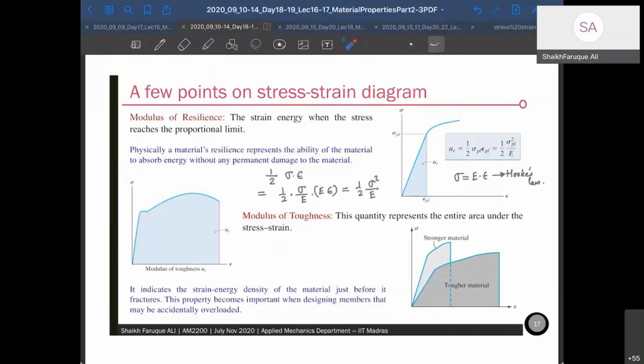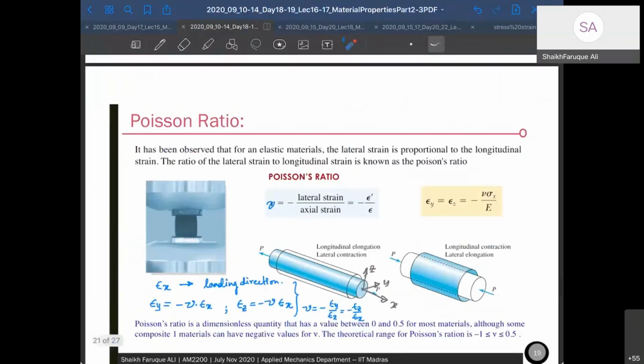So the materials that have higher resilience will take up more load, but still will come back to their zero initial configuration. Materials that are tougher will take more impact loads and get permanent deformation, but will not break. Okay. So this is the difference between modulus of resilience and modulus of toughness.